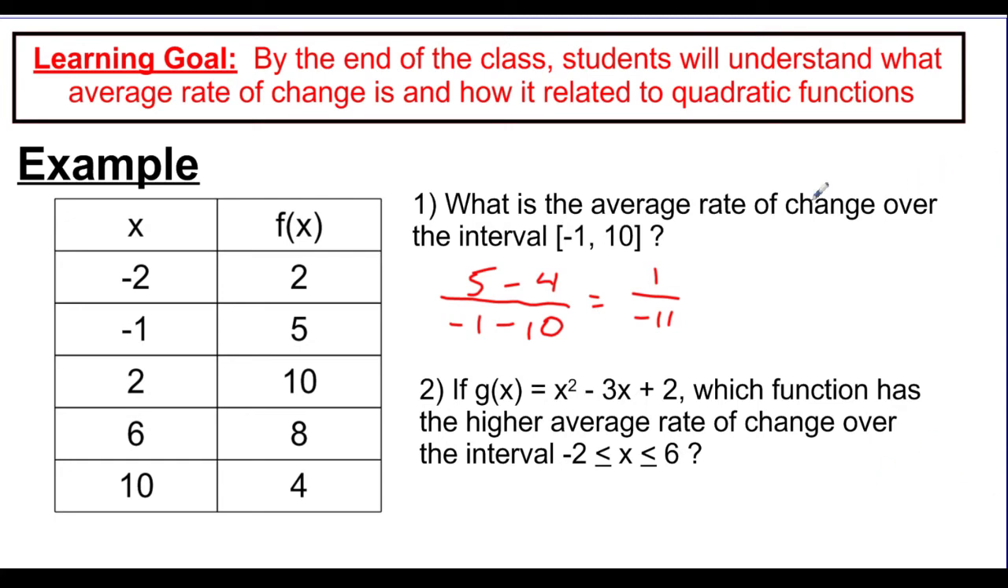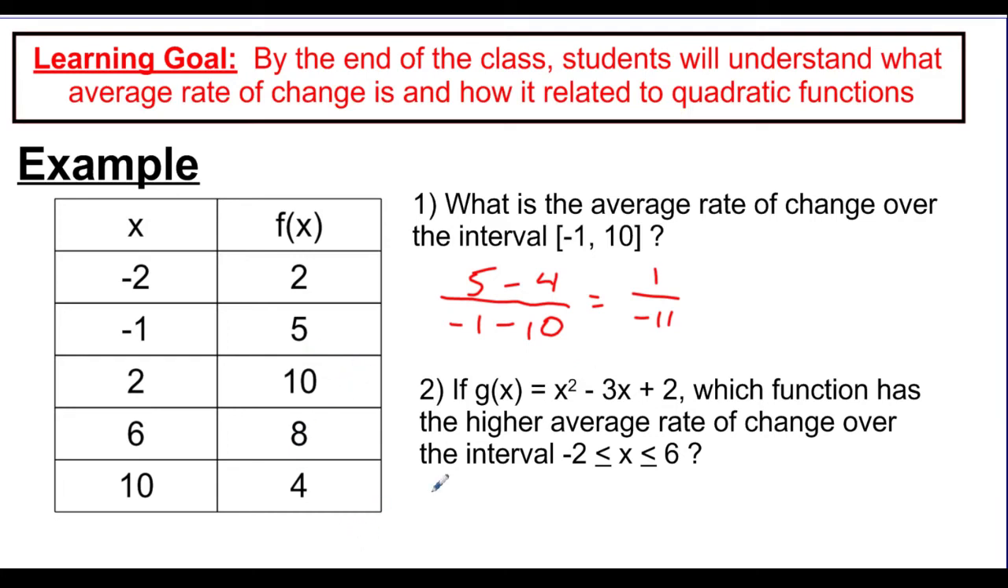Okay? So the second problem is asking me to do the same thing, except now they're asking me to compare two different intervals. So the second one is saying, if I compare f of x, which is the table, right? The table represents f of x, with some other function called g of x, which one's rate of change is higher over the same interval?